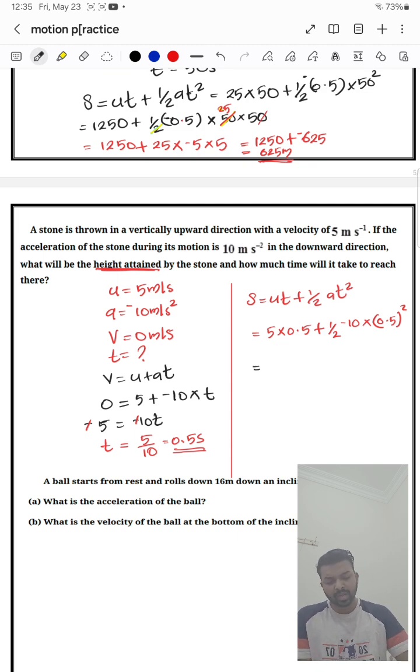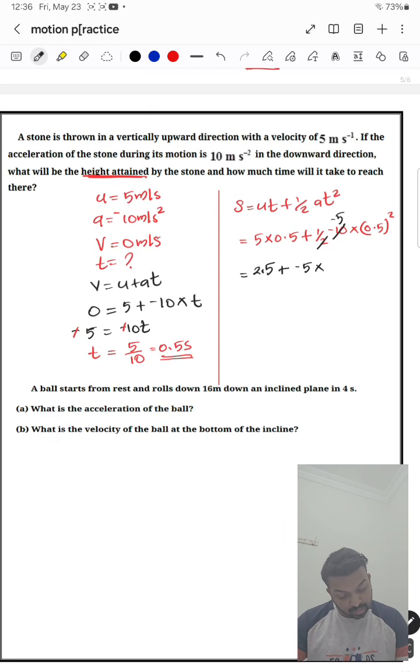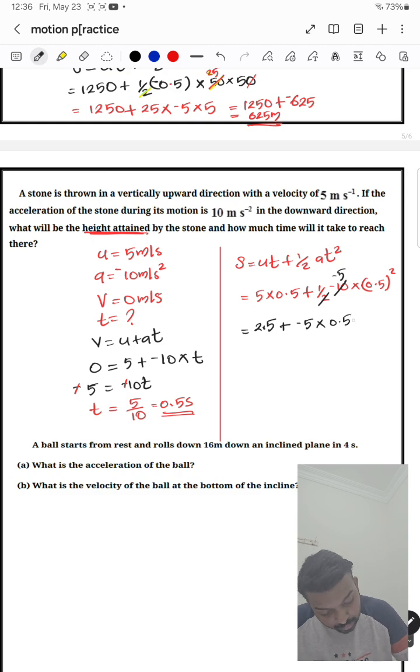5 into 0.5 means you can multiply 5 into 5, it is 25. Then keep the decimal to left one position, it will be 2.5. It will be 2.5 plus half into 10. So you can cancel this, it will be minus 5, into 0.5 whole square, which means 0.5 into 0.5. Okay or not? It will be 2.5 plus minus 5 into 0.5 into 0.5.